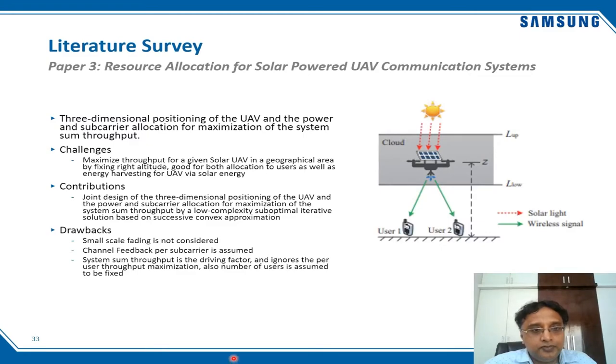In this work, which is another reference that we had in our study, there's a resource allocation study for solar powered UAV communication. So it becomes a joint optimization of fixing the altitude of the UAV in such a manner that it can harness enough solar power and offer great capacity to the users. However, while they have looked at the capacity increase for the user at a system level, they have not looked at per user throughput maximization. And of course, it is a little complex. They used a successive convex approximation because they were trying to do a joint optimization of two constraints simultaneously. So that's another work that we referred to in building our system.